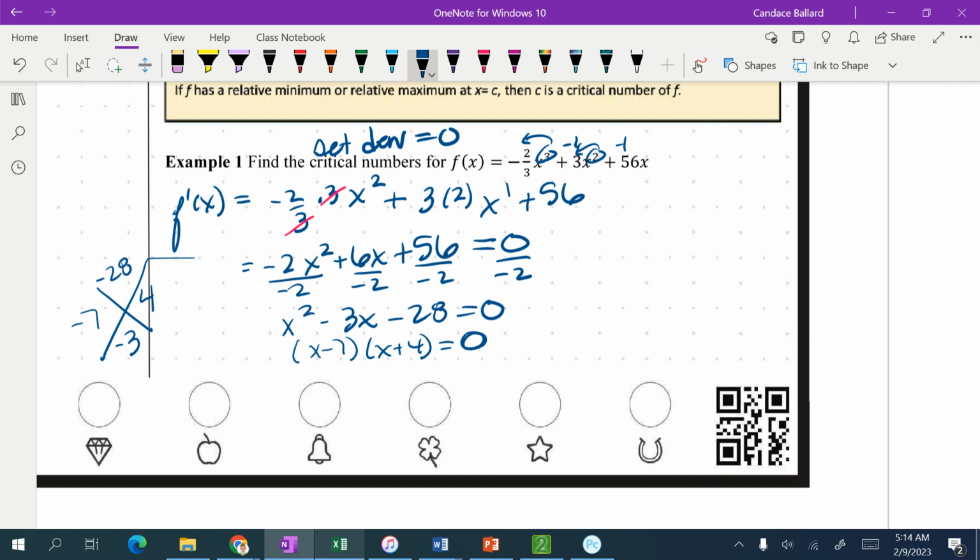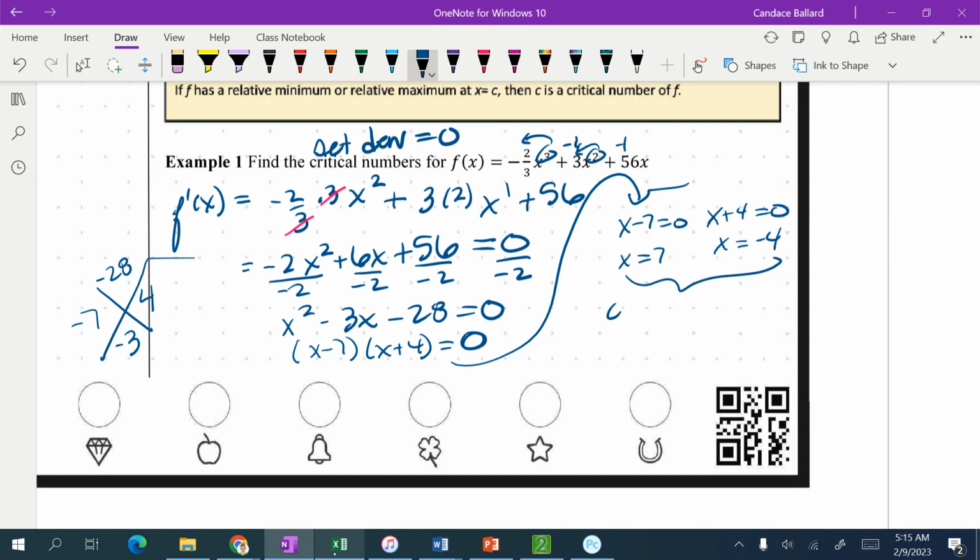Then you ask yourself, what property do we apply? Of course, we apply the zero product property, so that means we set each one of those individually to 0. We're going to add the 7, and we're going to subtract the 4. So these right here are your critical numbers.